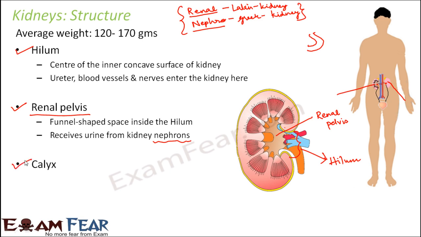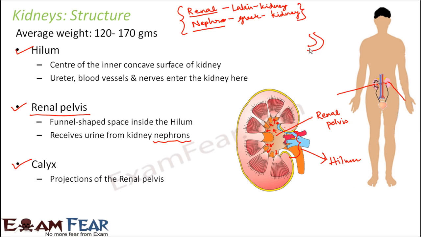The next part is calyx. So these are projections of the renal pelvis. If you see, this is a funnel shaped structure and then it has some projections. Like this is one projection, this is another. Again they have sub projections like 1, 2, 3 and 4. Here again you have 3 projections, 1, 2 and 3. That is, it is kind of branches.